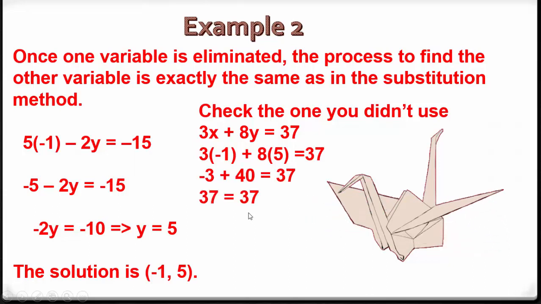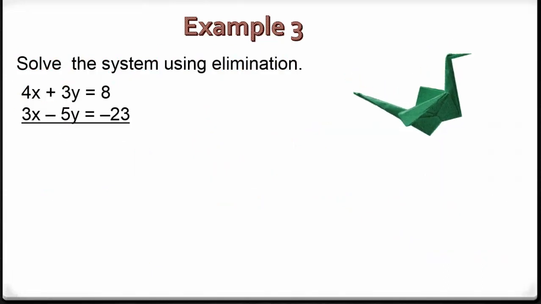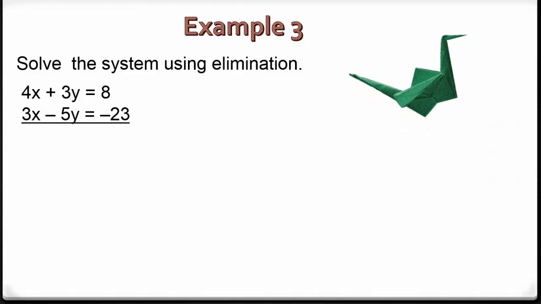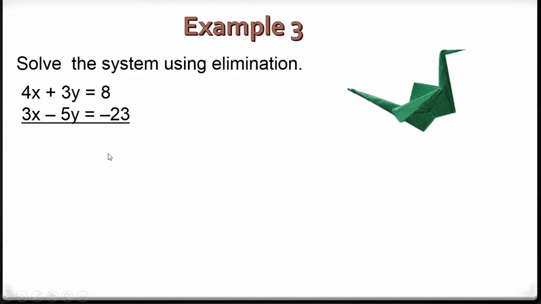And I keep on going, and I get 37 is equal to 37, and that is true, so everything is okay. In example number 3, I'm asked to solve the system of equations using elimination. So why don't I go to the whiteboard and work this one out?